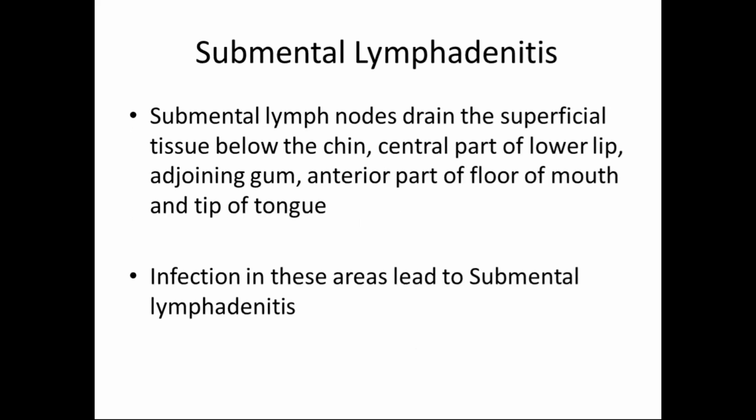So we'll see some of the differential diagnoses. Submental lymphadenitis: submental lymph nodes drain the superficial tissue below the chin, central part of the lower lip, adjoining gum, anterior part of the floor of the mouth, and tip of the tongue. Infection in these areas leads to submental lymphadenitis.